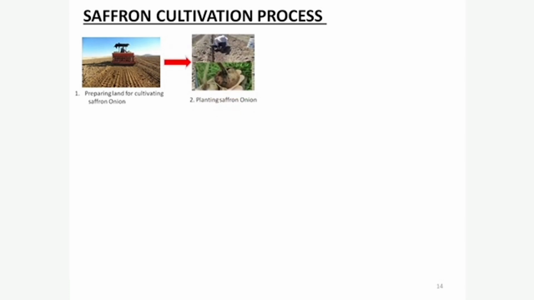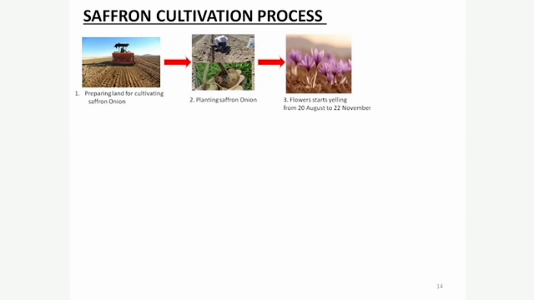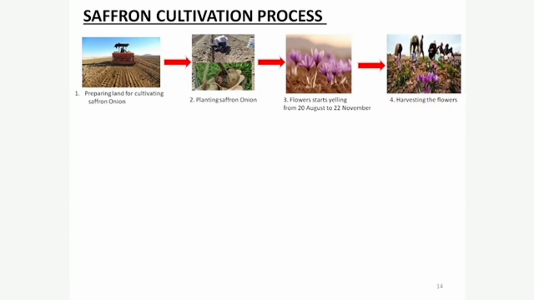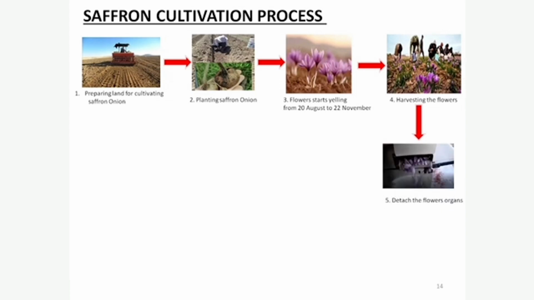Firstly, how saffron is cultivated industrially. We prepare the land for cultivating saffron onions, and the second step is planting the saffron onions, that is, the bulbs that we call saffron corms. In the third step, we see the flowers start blooming around the months of August to November, and then we harvest the flower patch. Then we harvest the flowers. After that, we detach the flower from its organ.